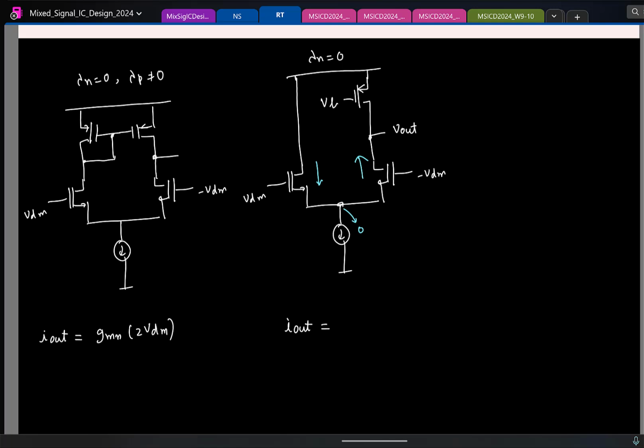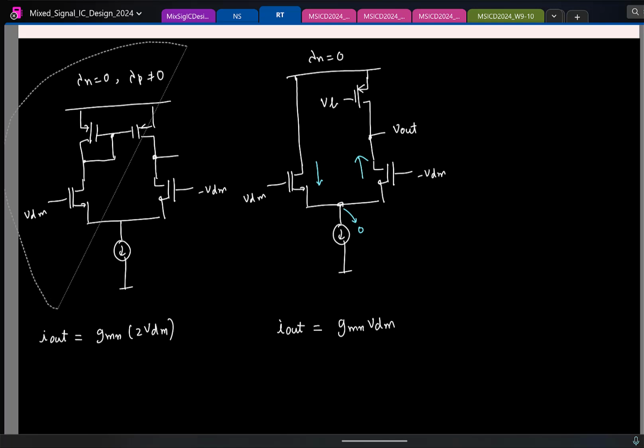Basically, assume that I am finding the Norton equivalent current. So I am short circuiting the output. What will be the effective current that will flow? Yeah, the same current, right? So what is the current that is flowing? Gm times Vdm. Fine. And you see it's 2 times smaller than what we have in our circuit, right?